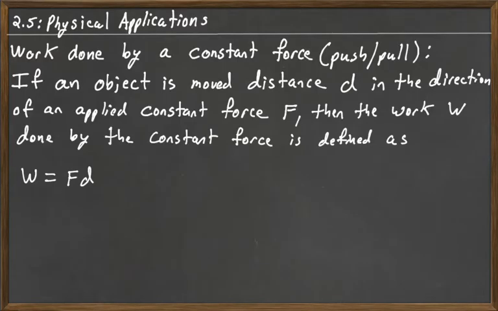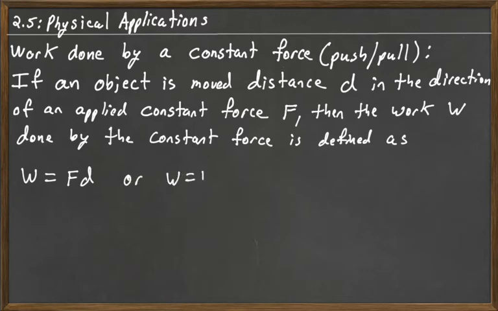Okay, this video is going to be the first video on section 2.5 on physical applications. So we're going to be talking about work. Work done by a constant force, so you can think of that as a push or pull. If an object is moved distance d in the direction of applied constant force F, then the work W done by the constant force is defined as work is equal to force times the distance.